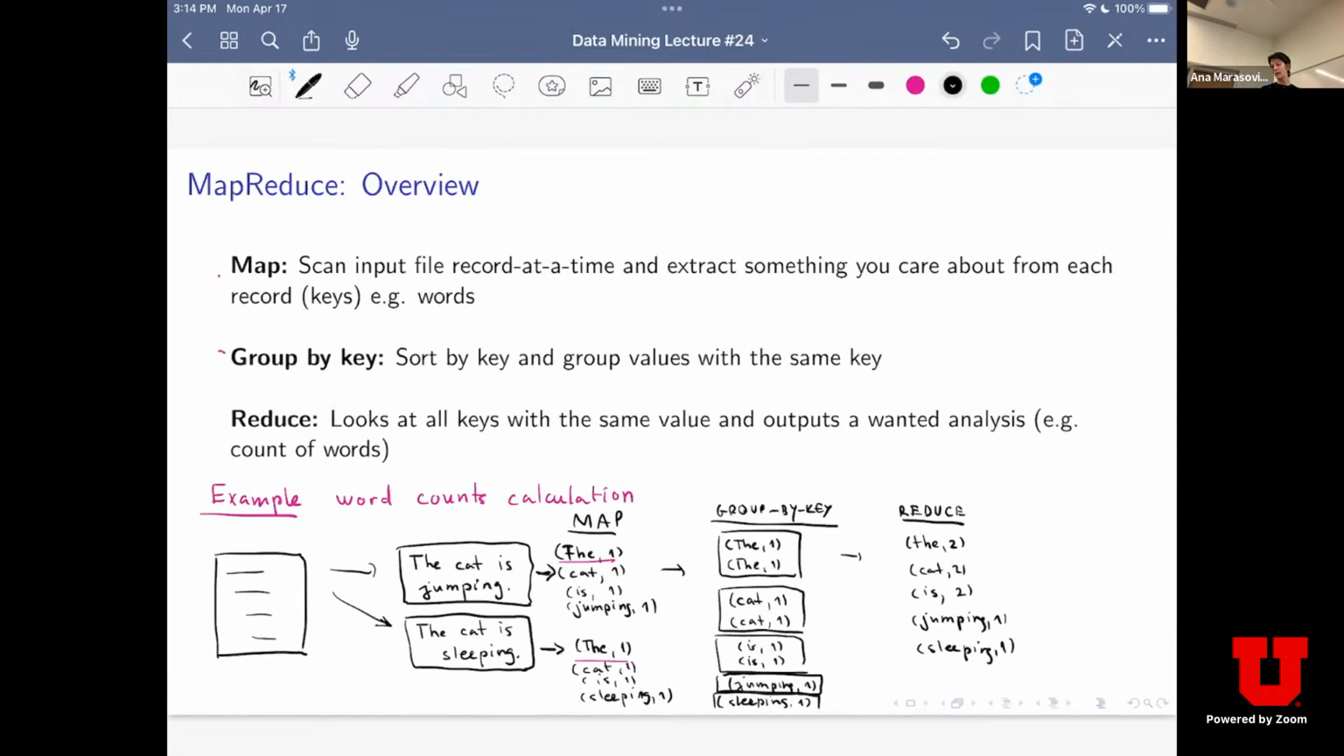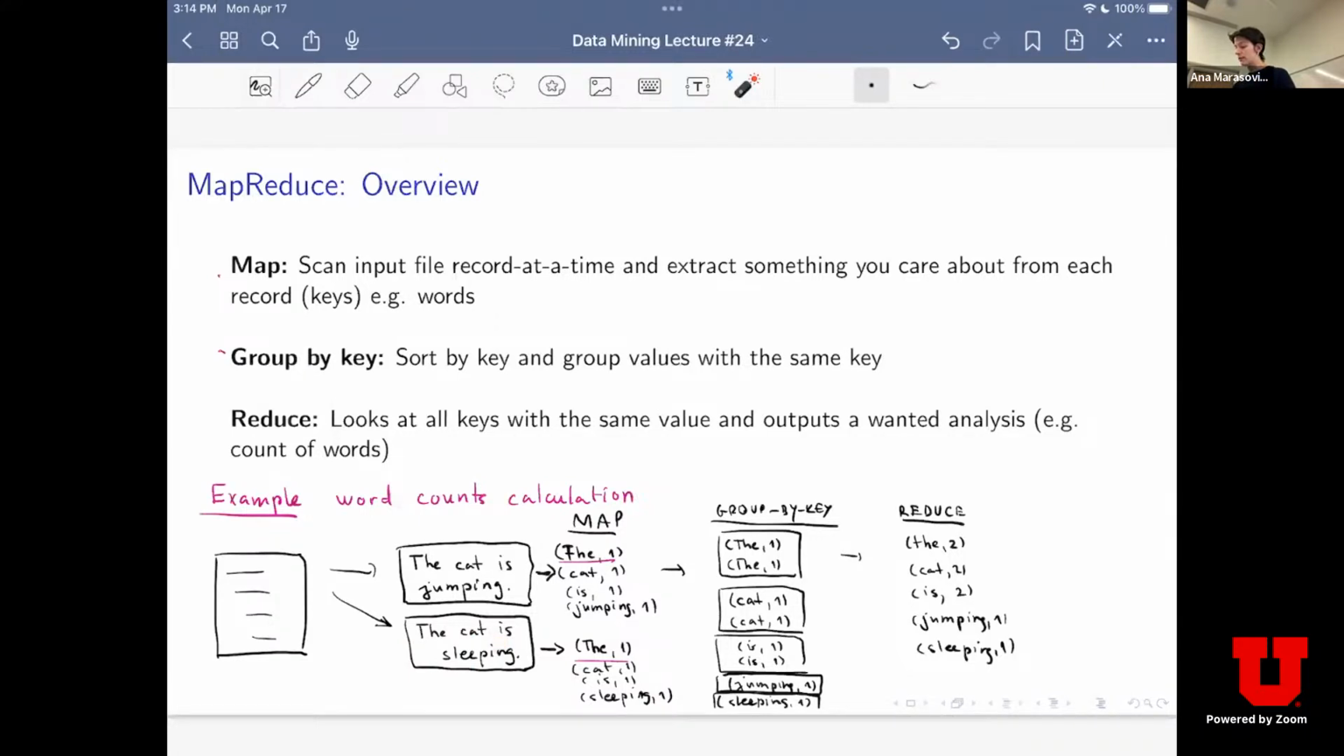Okay, so just to go over everything one more time, the goal was to calculate word counts, and imagine we have enormous data sets with text, and we want to do this faster. So we split our data into chunks using our distributed file system, and imagine that we have so many nodes that we can actually put one sentence at each one of the nodes, which is not going to happen, but for the illustration, imagine that. Now, in our first node, we have the sentence, the cat is jumping. Then in the second node, we have just one sentence, the cat is sleeping.